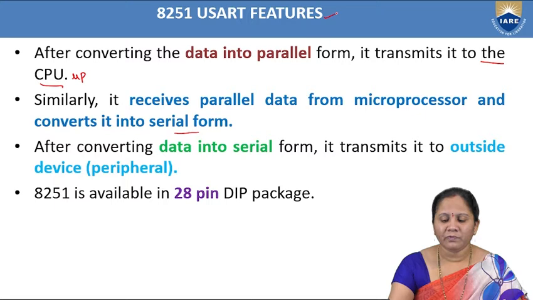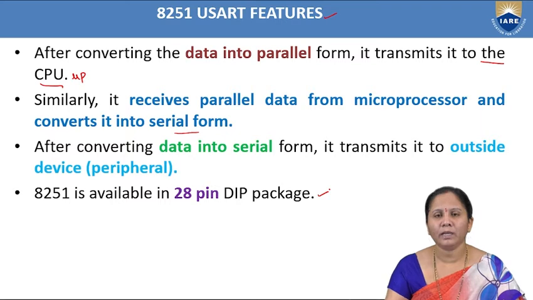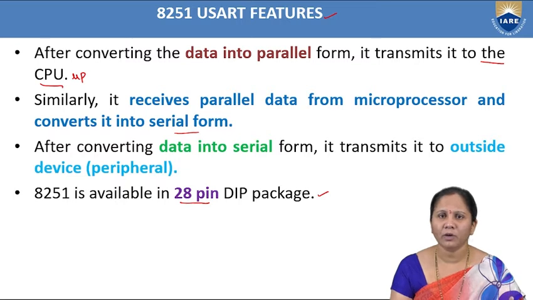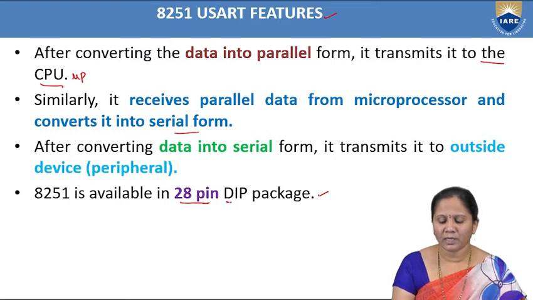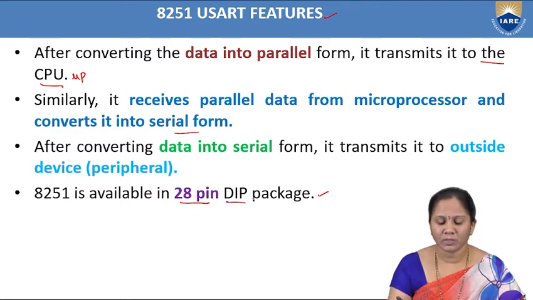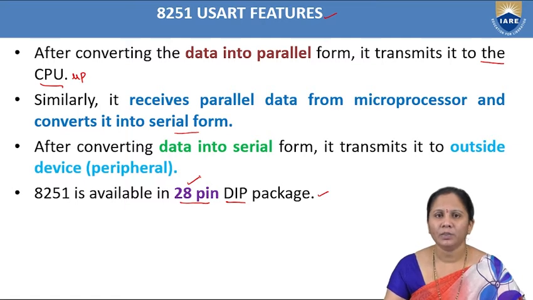Another feature of this 8251 USART is that it is available in a 28 pin dual inline package. The total number of pins available for this 8251 USART is 28 pins. All these 28 pins are arranged in the dual inline package. That means on one side we have 14 pins, and on the other side we have the remaining 14 pins. Arranging the pins in that manner is called a dual inline package.